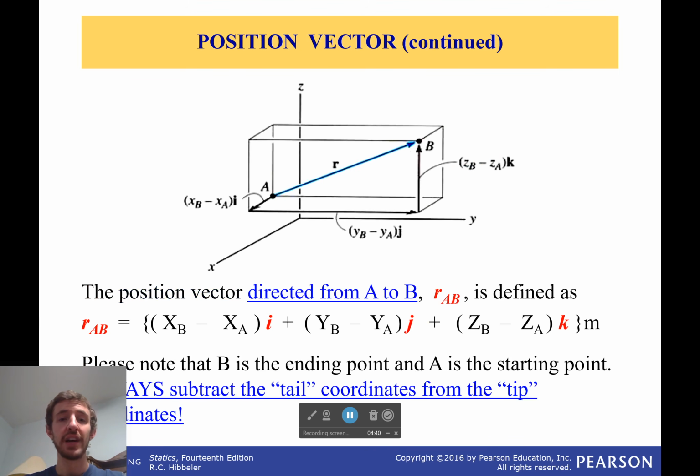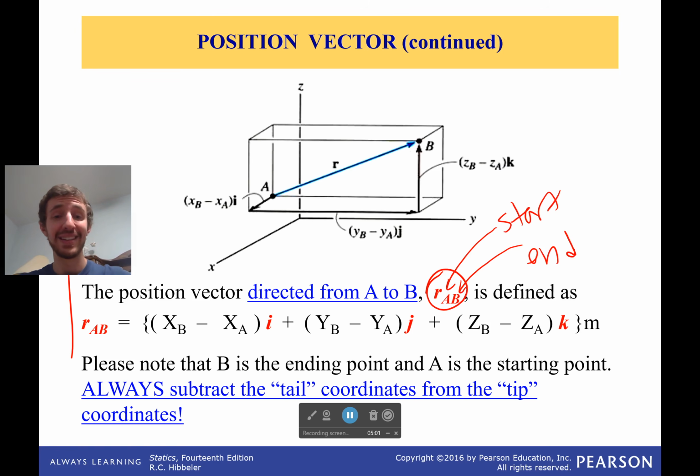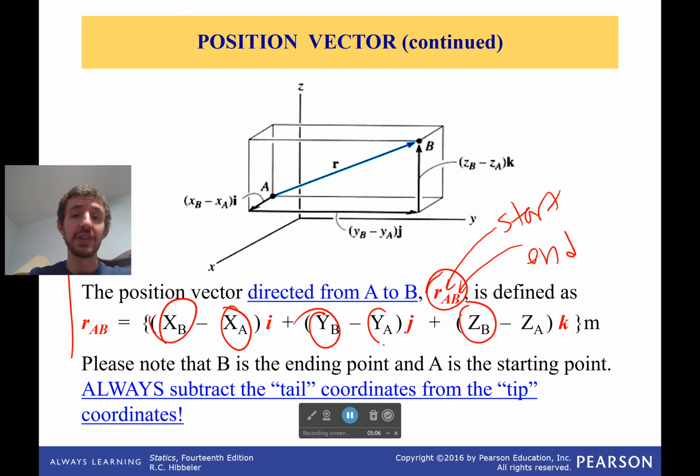So here is our position vector. If we want to, we can then write this in Cartesian coordinates. This is a position vector directed from A to B, and this is how it's written. First one is start, second one is end. End goes first here, start goes second. And as it says, always subtract the tail coordinate from the tip coordinates. That's just the best way to do it.